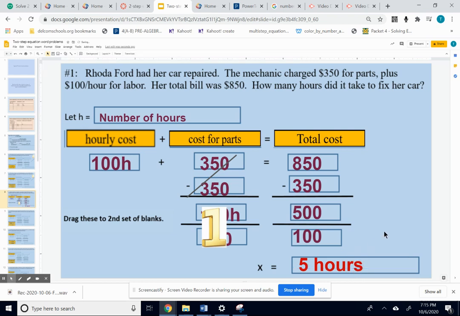Okay, double check this in your head. 5 hours at $100 per hour, that's a charge of $500. Add to that the parts, $350. The $500 plus the $350 would give me a total bill of $850. So 5 hours is the correct answer.